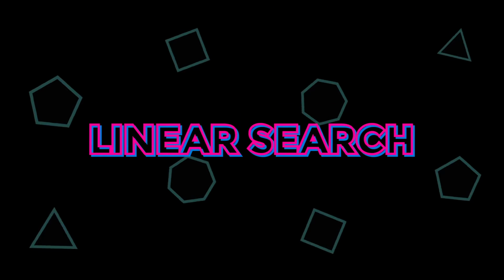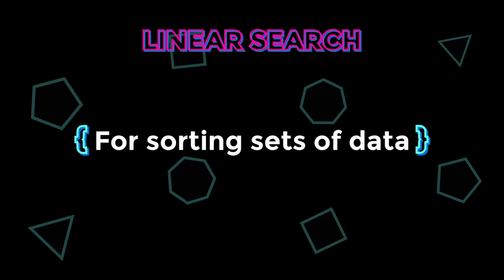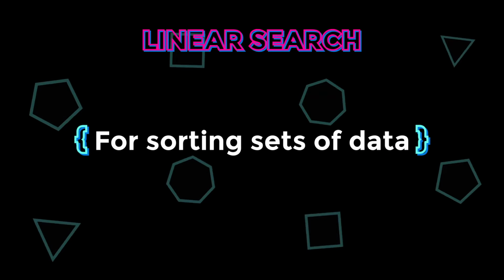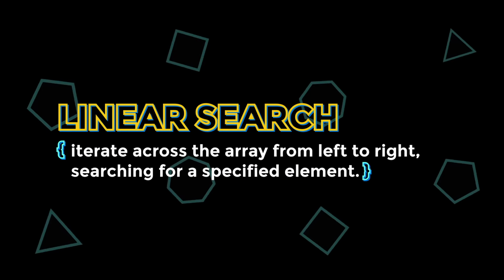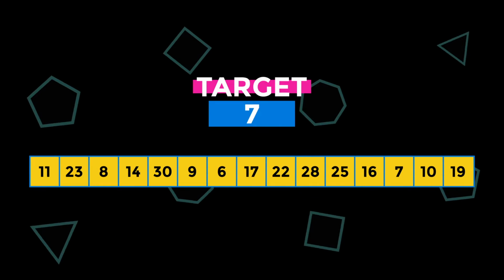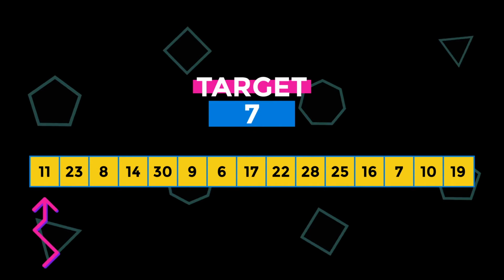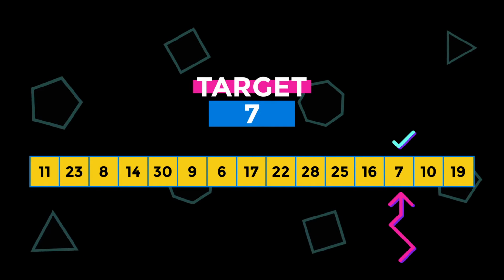So let's start off with our first algorithm we're going to learn, which is linear search. And this is the most straightforward algorithm we're going to learn. These algorithms that we're going to learn are mostly for sorting sets of data, and this one is no different. So in linear search, the idea of the algorithm is to iterate across the array from left to right, searching for a specific element. So let's say we're looking for the number 7 in this array of numbers. So this algorithm will go through this array element by element until it finds our desired number, which is 7.